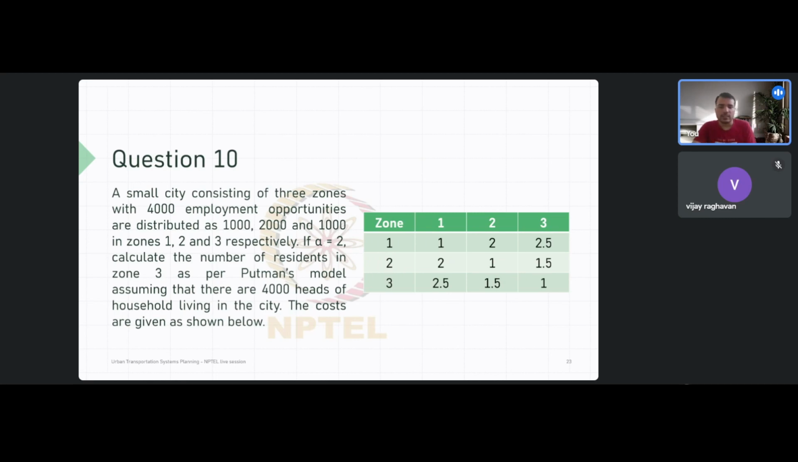So a small city consisting of three zones with 4,000 employment opportunities distributed as 1,000, 2,000 and 1,000 in zones 1, 2 and 3. If alpha is 2, calculate the number of residents in Zone 3 as per Putman's model. Assuming that there are 4,000 heads of household living in the city, the costs are given. So you can try this and let me know the answer. Maybe I'll give 2 to 3 minutes for this.